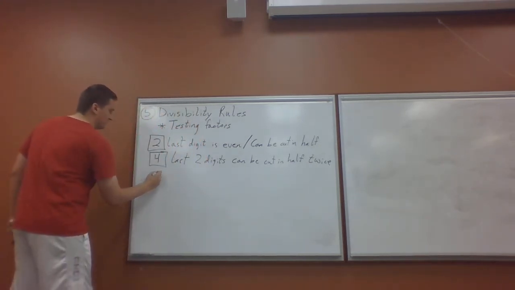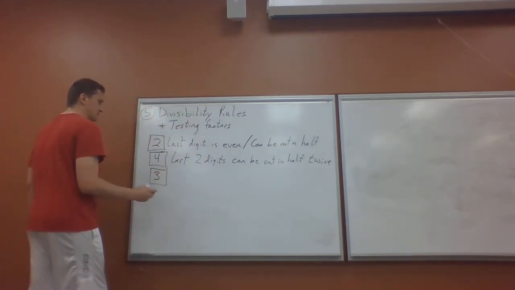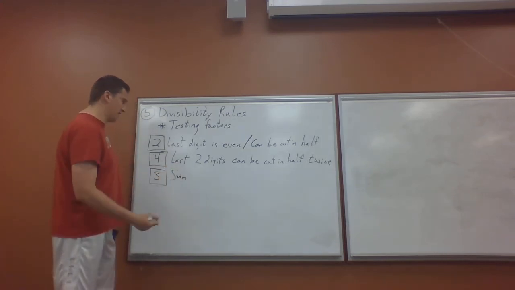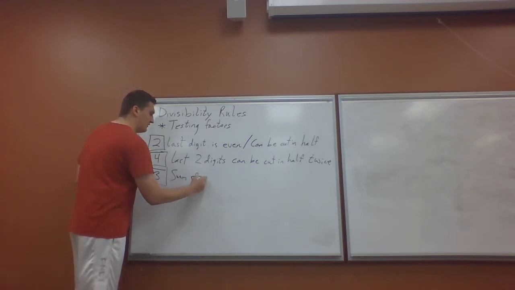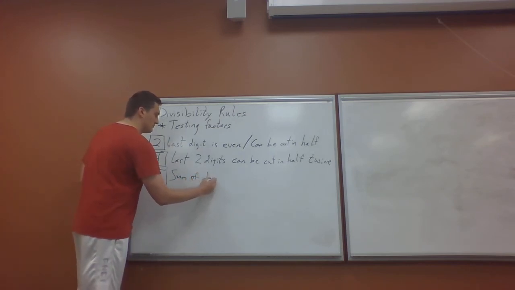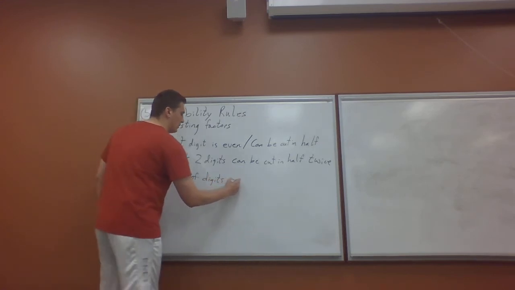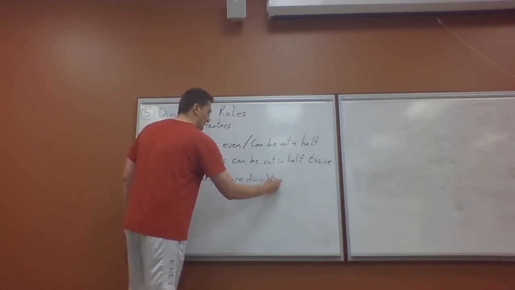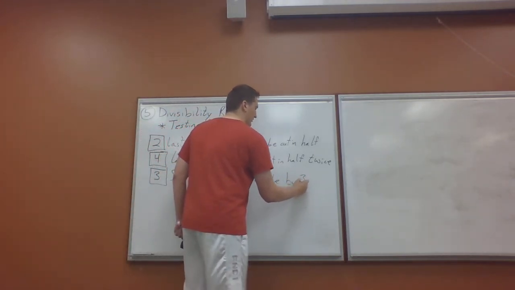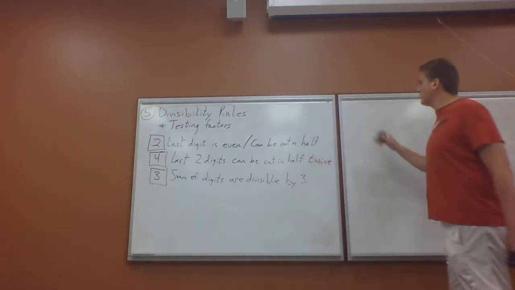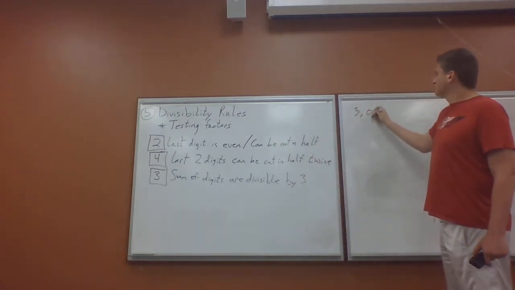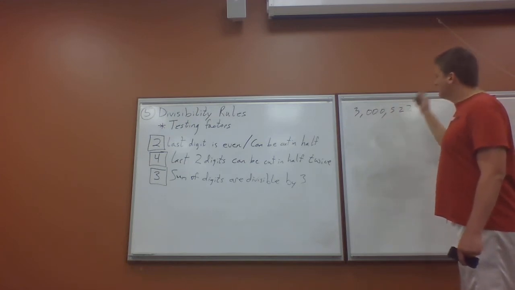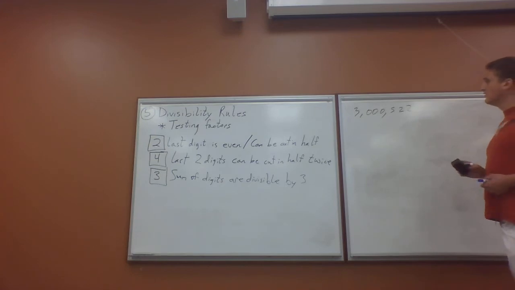Three is kind of an interesting one. Kind of plays by its own rules. To tell if a number is divisible by 3, the sum of all the digits are divisible by 3. So I have a big number again, like let's say 3,522,000. Okay, let's check that.